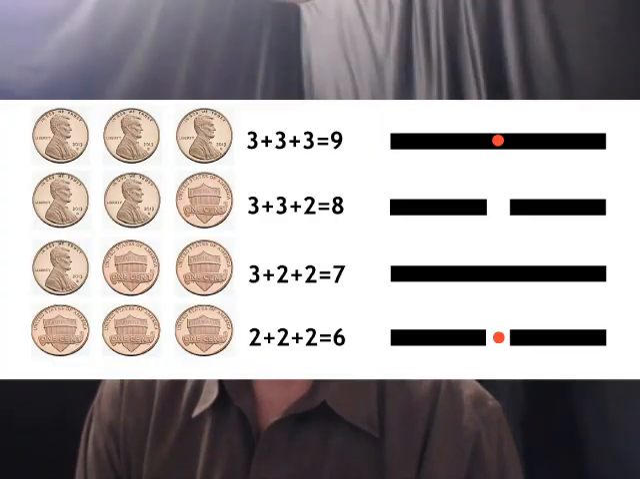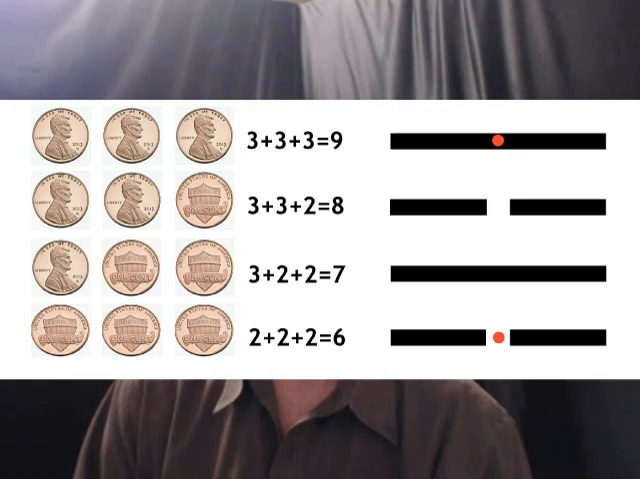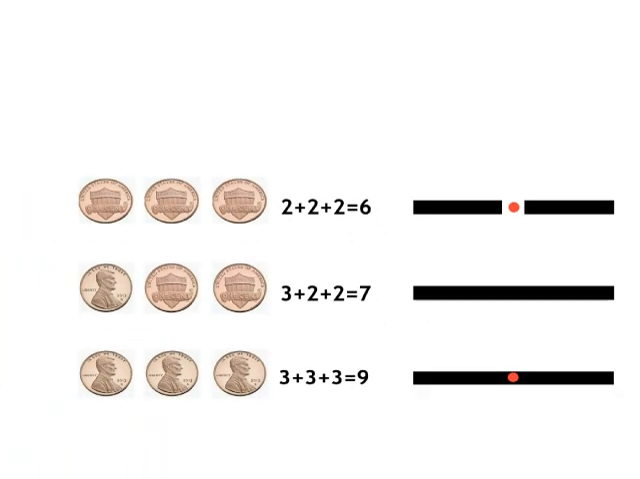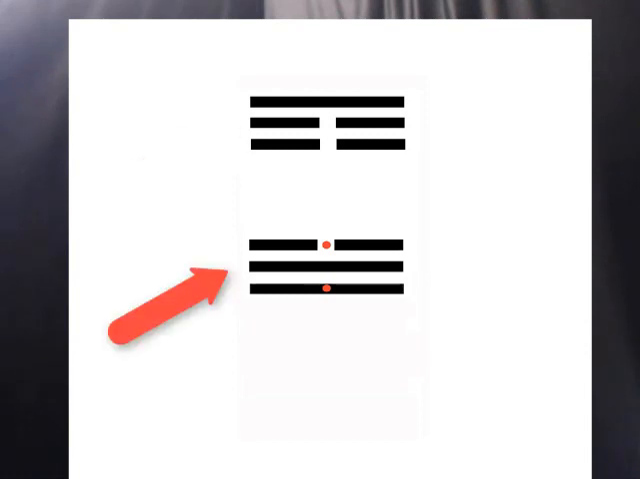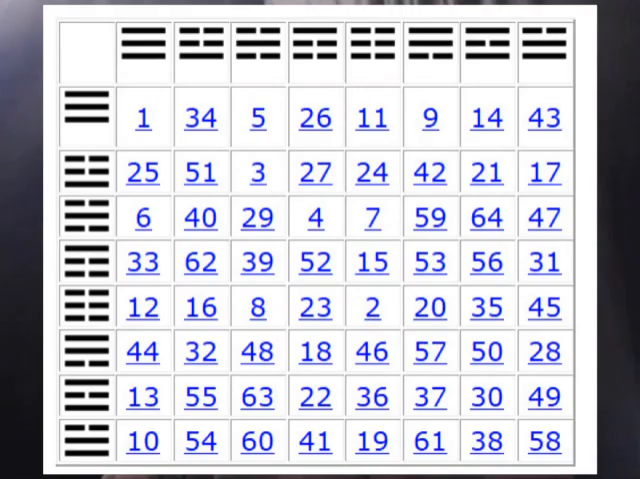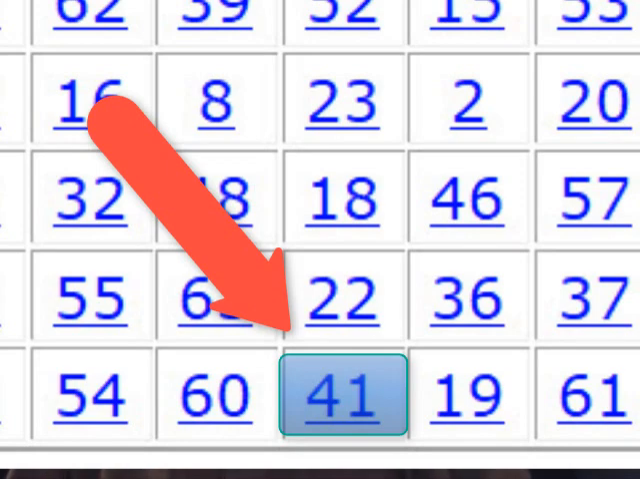Then we discussed how to use 3 coins to get the different lines, and then we built a hexagram from scratch, beginning with line 1 at the bottom all the way up to line 6 at the top. Then we separated the hexagram into its upper and lower trigrams, so we could go to the table of hexagrams and make a cross-reference between the 2 trigrams to see what number hexagram it is. And we ended up with hexagram number 41.